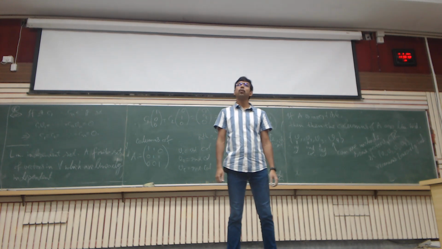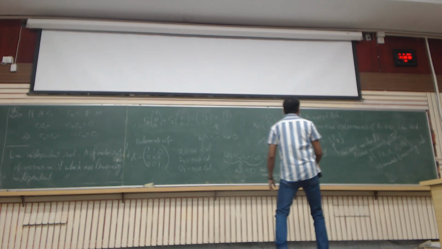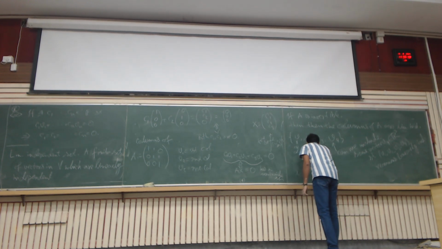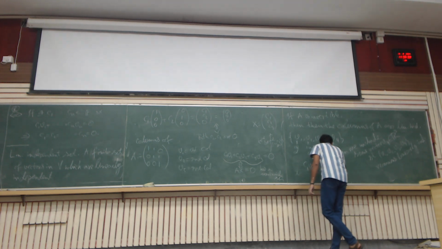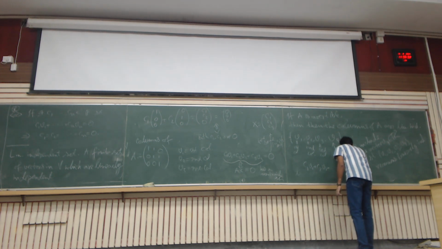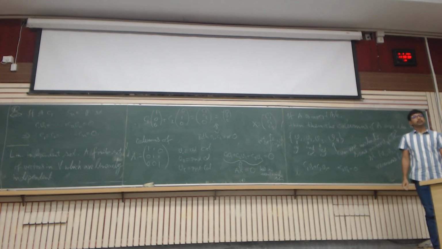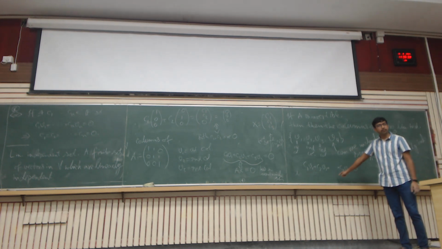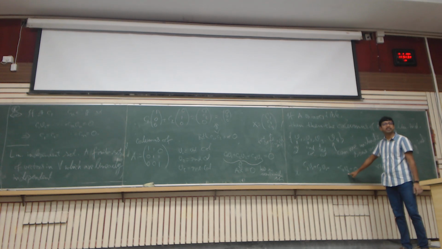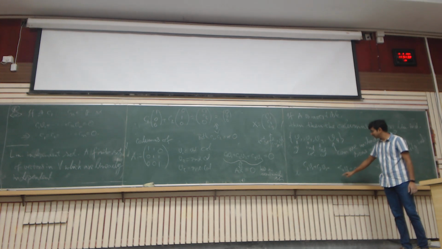C4 cannot be 0. Again, why? If you are having C1 V1 plus C2 V2 plus C3 V3 plus C4 V4 equal to 0, because V1, V2, V3 is linearly independent, right? But you are having a fourth vector here, right? So you cannot say that these three coefficients will be 0.